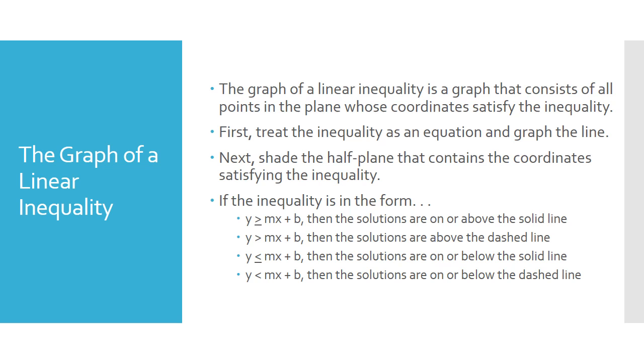Now, a few rules about that. If the inequality is in the form y is greater than or equal to mx plus b, the solutions are on or above a solid line. You're going to draw it solid because of the equal. If it's y is greater than mx plus b with no equal, then the solutions are above the dashed line. If it's y is less than or equal to mx plus b, the solutions are on or below a solid line. And if it's y is less than mx plus b, the solutions are below a dashed line.